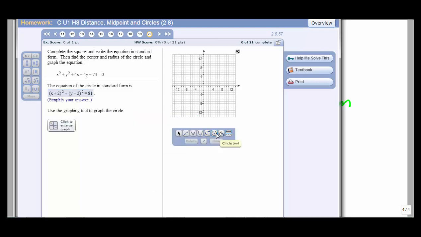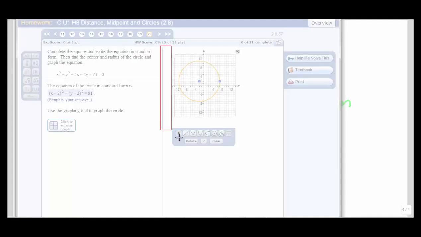Gave us our graphing tool. So the center is at negative 2. So I start at the origin, negative 2, positive 2. And the radius is 9. So from here I'm going to go out 9 units. 1, 2, 3, 4, 5, 6, 7, 8, 9. And there's my other point. So there's my graph. And I'll go ahead and pop this into the lecture as well.